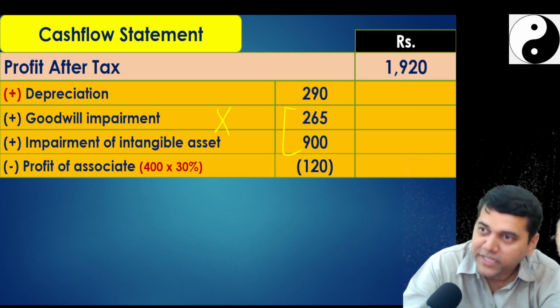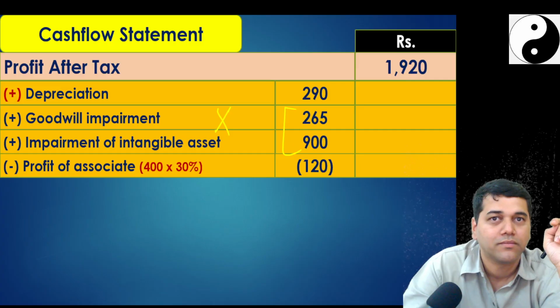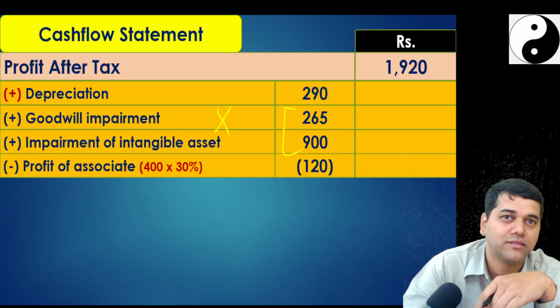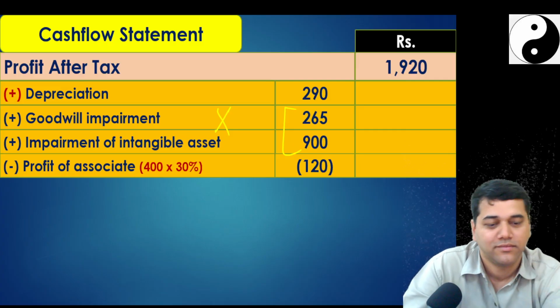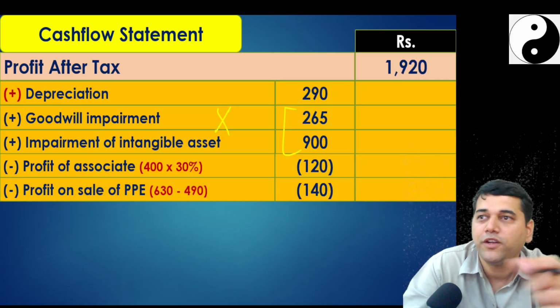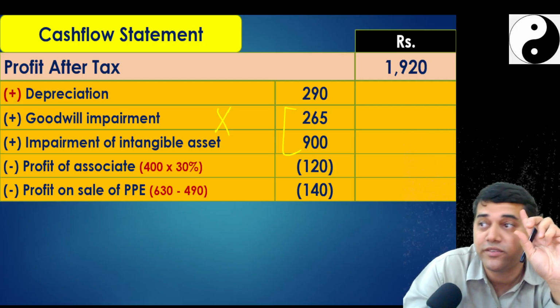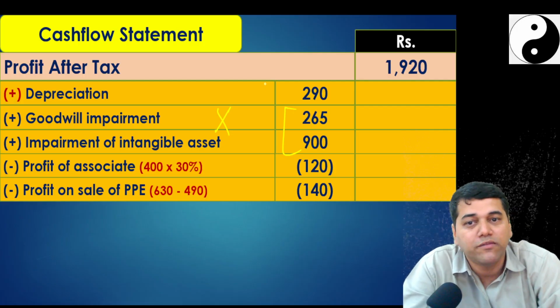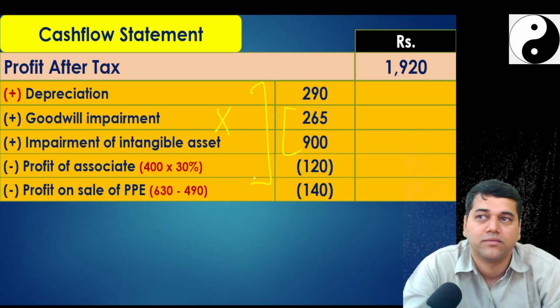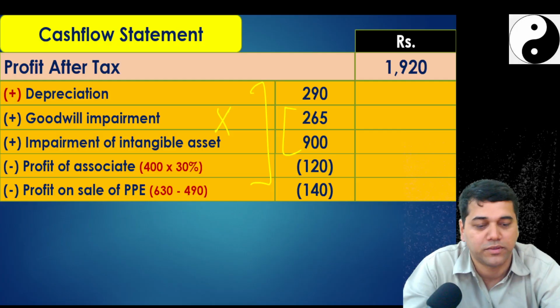As per Ind AS 28, did you pass that entry? Did you receive any cash? No, is it not a non-cash item? Profit on sale of PP, did you remove this 140? Why? Because it should be shown along with the sale proceeds in the investing activity. That means we are done with the non-cash expenses here. I don't have any other non-cash expense.